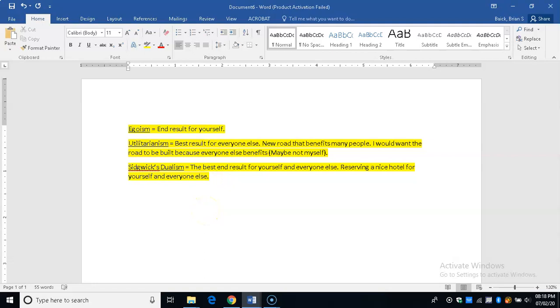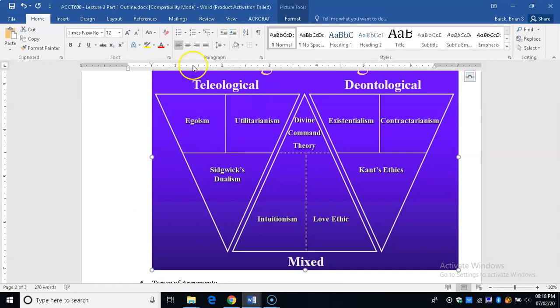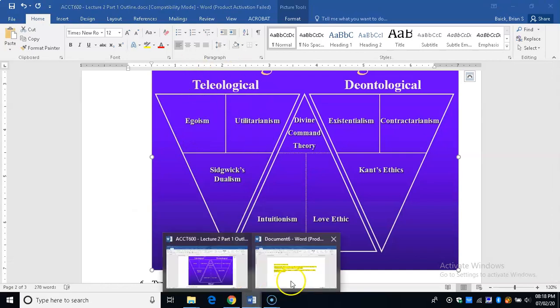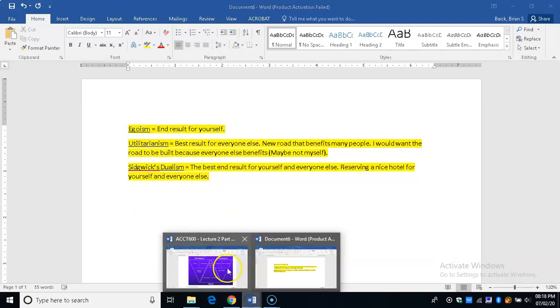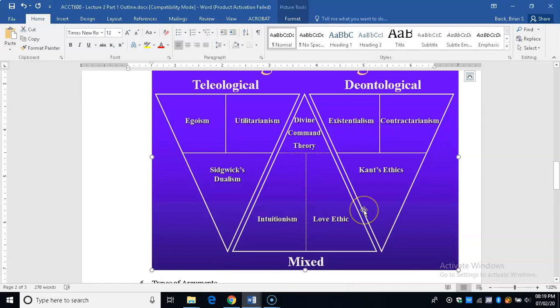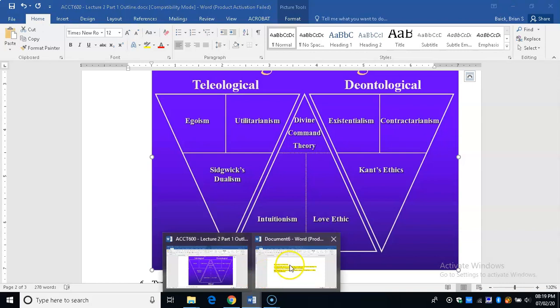So now if you're a consequentialist or if you follow a teleological approach, there are three types of consequentialist approaches. So now you can see what they are. What are the three types of non-consequentialist approaches? Remember, non-consequentialism is here. Okay, so let's write these down here.